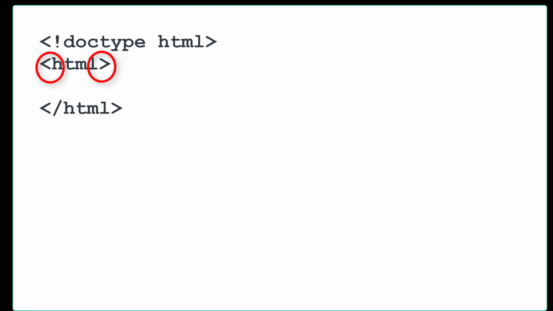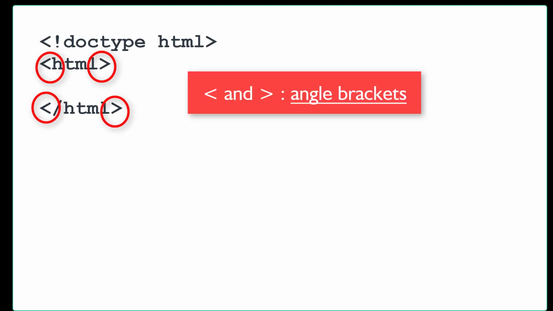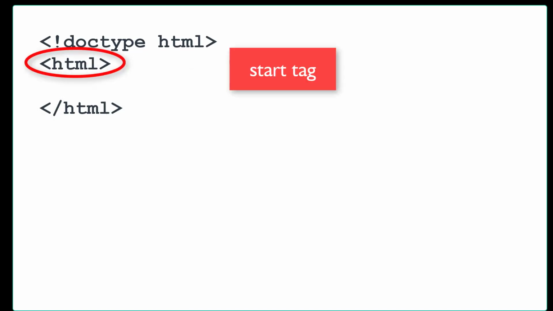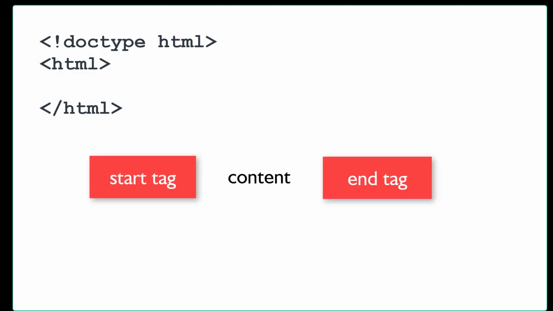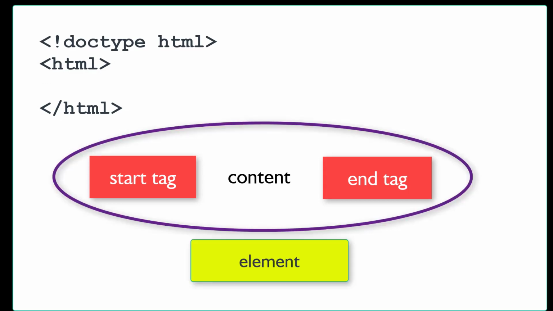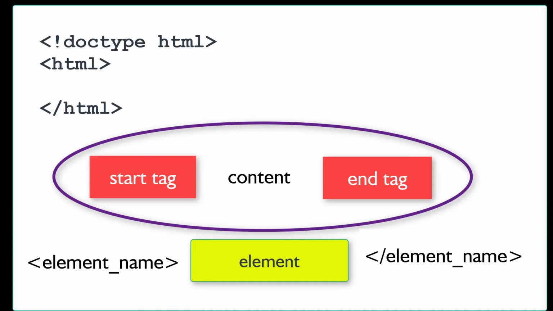Notice the use of less than and greater than symbols, also called angle brackets. These are used to delimit tags. Notice the construction of the start tag, tag name in angle brackets, and the end tag, /tag name in angle brackets. Tags bound content. A start tag and its corresponding end tag and their content is called an element. An HTML document is composed entirely of elements. Often, instead of tag name, we say element name.